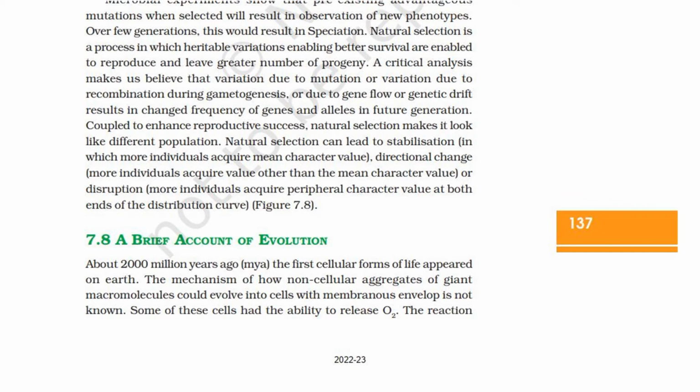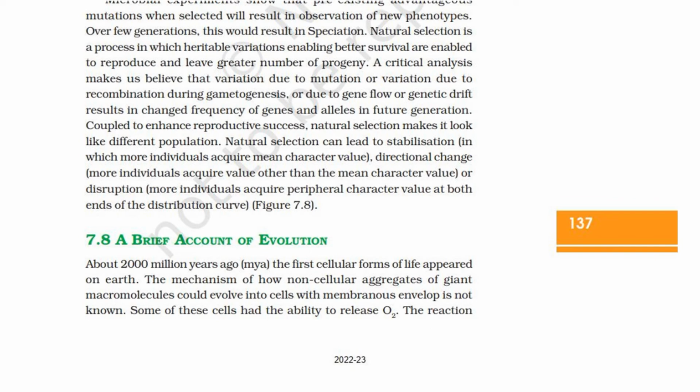Natural selection is a process in which heritable variations enabling better survival are enabled to reproduce and leave greater number of progeny. A critical analysis makes us believe that variation due to mutation, or variation due to recombination during gametogenesis or due to gene flow or genetic drift results in changed frequency of genes and alleles in future generation. Coupled to enhance reproductive success, natural selection makes it look like different population. Natural selection can lead to stabilization, in which more individuals acquire mean character value.